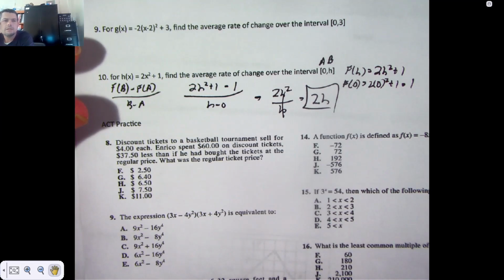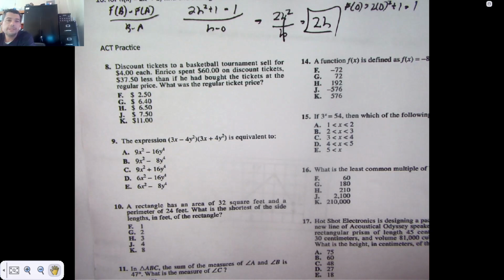I'm just checking that. I thought it would be a little bit different, but it's because it goes from 0. That's what's throwing it off. Really thought I'd get, nope. All right, moving on. ACT practice.